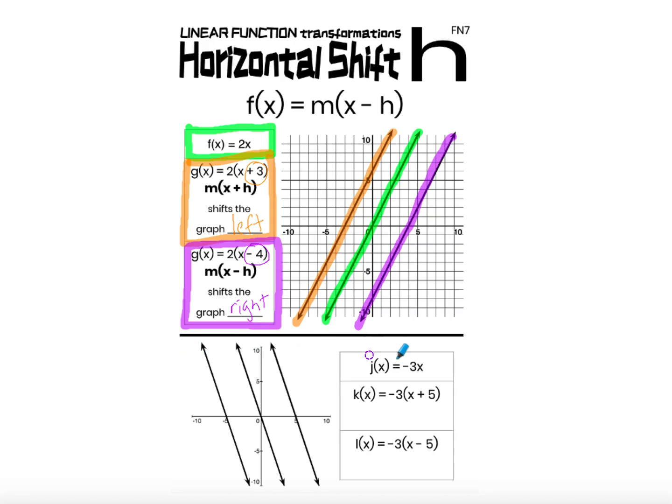The same left and right pattern that we talked about will happen even when m is negative. So here we have j of x equal to negative 3x. This has a slope of negative 3, steeper than that parent function, and steeper than the graph of f of x equal to negative x.